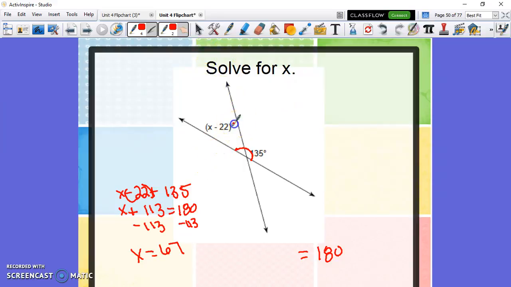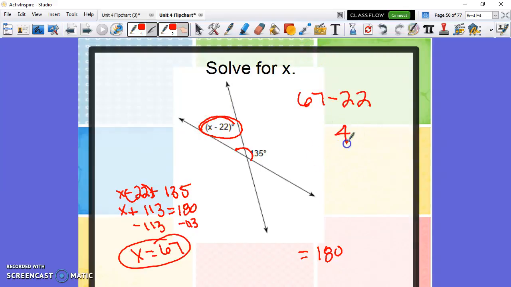And now, if we wanted to find what this angle was, we could do two things. We could just take 180 and subtract 135. Or when we have x, we could rewrite this and put that number for x. So it would be 67 minus 22. So wherever x was, we replace it with that number. So 67 minus 22 would give us 45 degrees. And we know that 45 plus 135, if we add those together, we get 180.